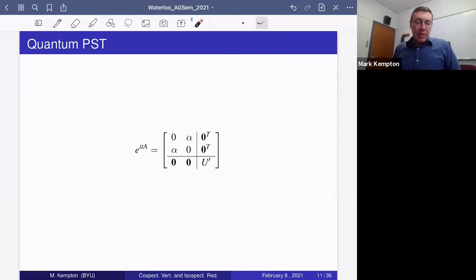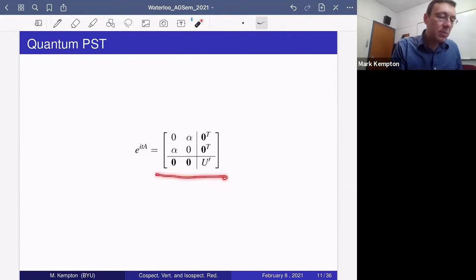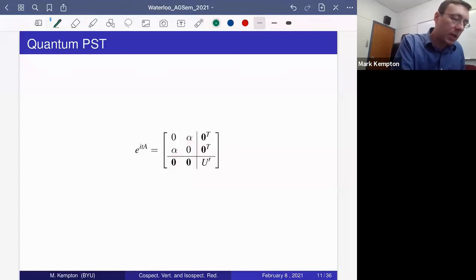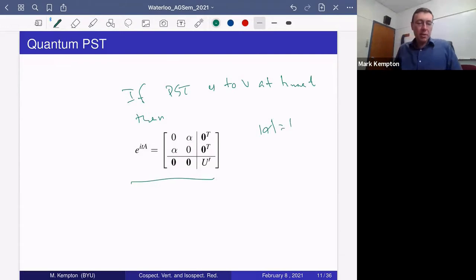Just to give a slightly different perspective on this, e to the itA, if there's perfect state transfer, then at the time at which that happens, e to the itA is a symmetric unitary matrix. So it will end up having this block diagonal form here, where alpha is some unit complex number. So if there's PST from U to V at time t, then this will be true, and alpha here is a unit complex number.